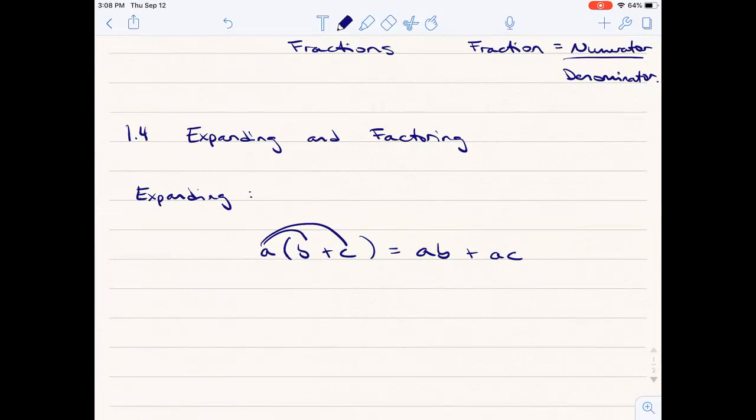One really common mistake that I see is you only multiply the A and the B and then you forget about the C. Right? So be really careful when there's addition or subtraction in here. You have to tack it onto both.